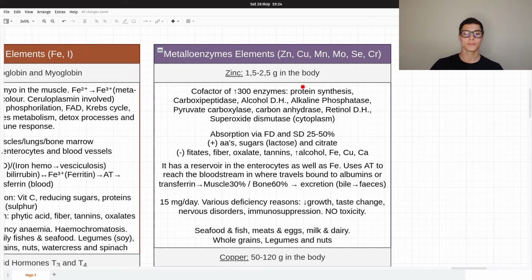And then we have the metal enzymes elements. Zinc, 1.5 to 2.5 grams in the body. It's a cofactor of more than 300 enzymes: protein synthesis, carboxypeptidase, alcohol dehydrogenase, alkaline phosphatase, pyruvate carboxylase, carbonic anhydrase, retinol dehydrogenase, and superoxide dismutase in the cytoplasm.